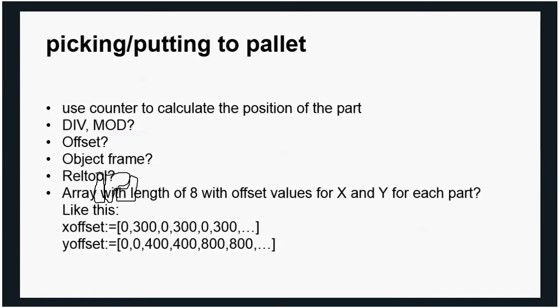Again, not that much recommended, because it takes quite much time and it's not too easy to debug or change. But if you can't make it work with div and mod or some other functions, then you can create this also. So just create a long enough array that holds all the values for offsets for both x and y for both pallets, and it should work okay.